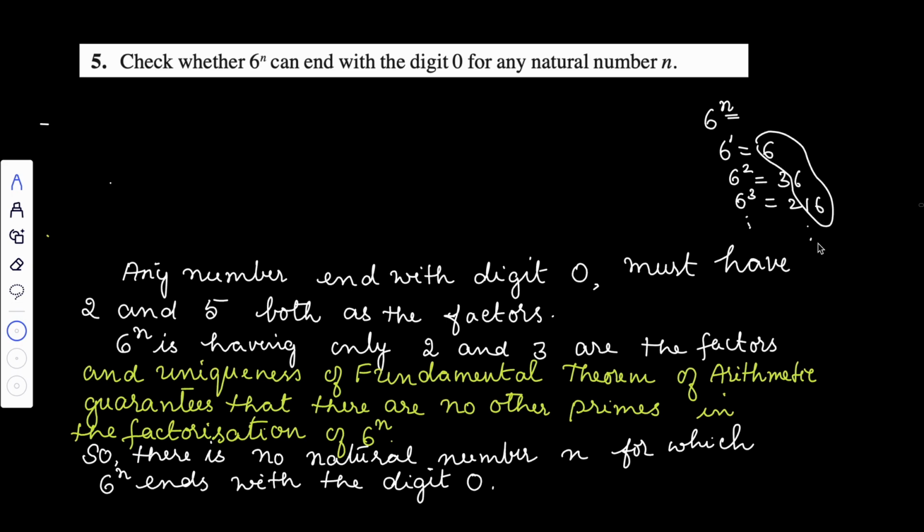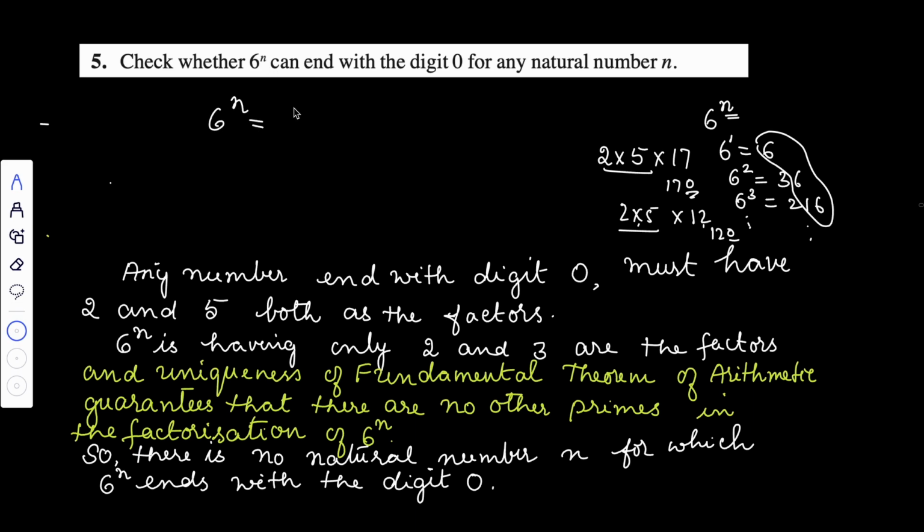come 0? Now for any number to have last digit 0, it should have both 2 and 5 as factors. For example, you see here 2 into 5 into 17. 2 into 5 is 10, 10 into 17 is 170, last digit came 0. 2 into 5 is there here, into 12: 12 into 10 is 120, last digit came 0. So here we'll see now what will happen with 6 to the power of n.